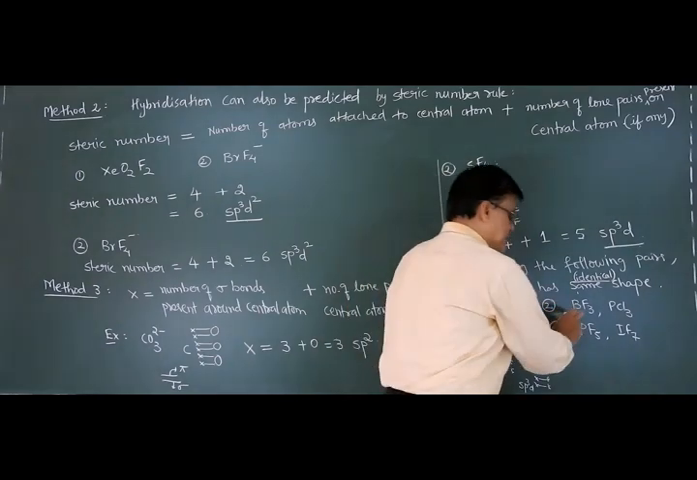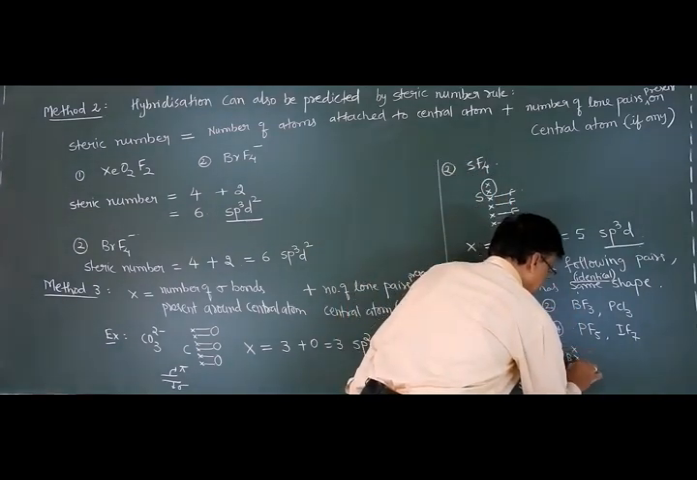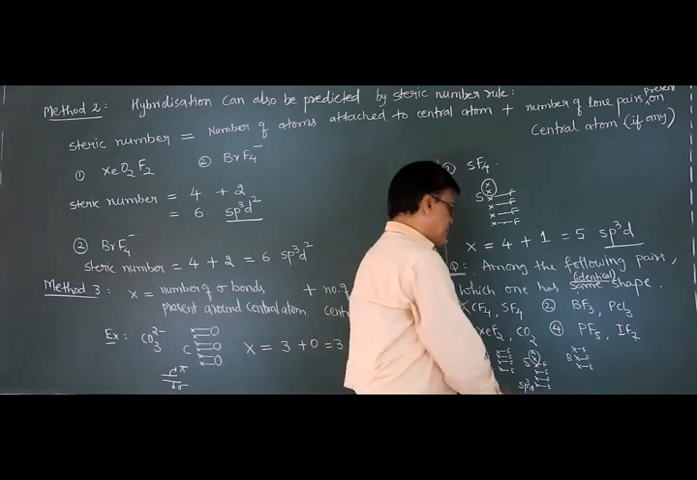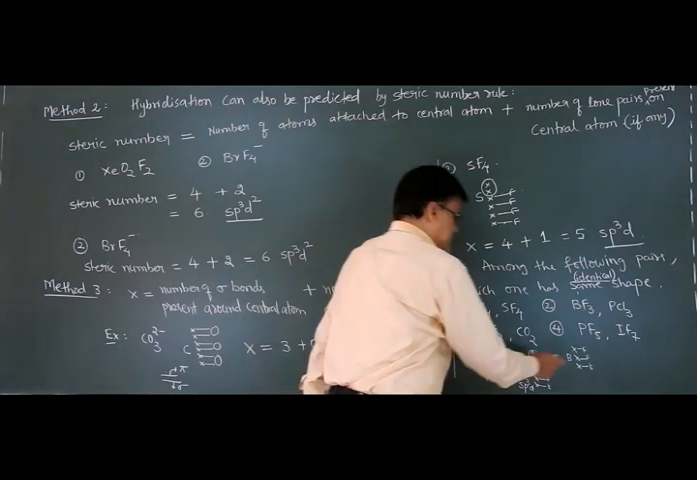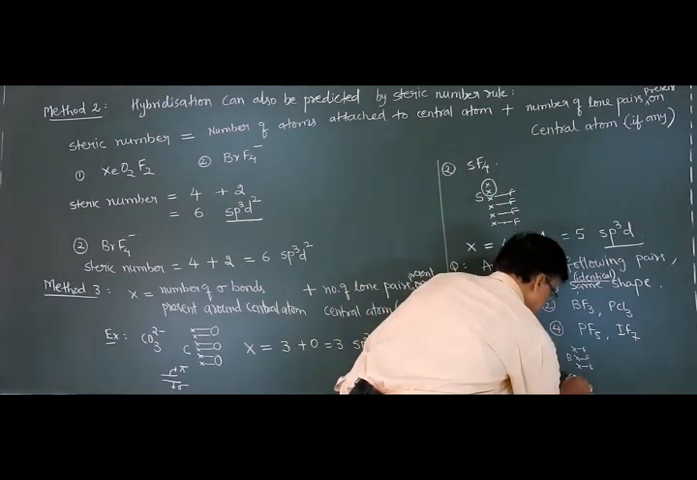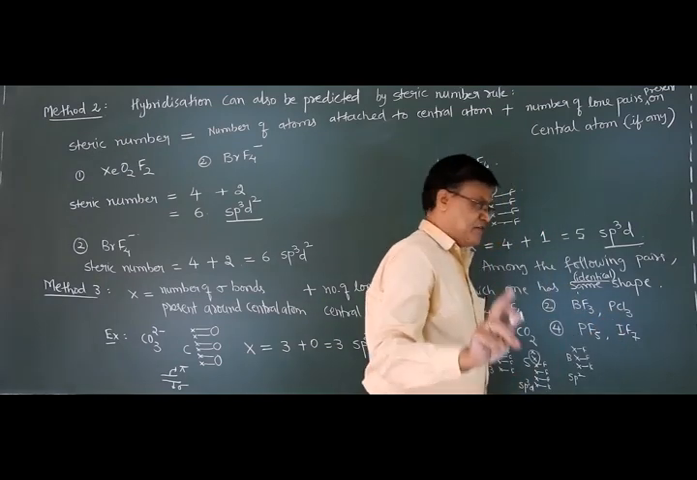Come to the second option. Boron has 3 valence electrons, with 3 fluorines in single bonds. How many sigma bonds are there? You can apply this formula: 3 sigma bonds, 3 plus 0 is 3. 3 means sp2. Here PCl3.